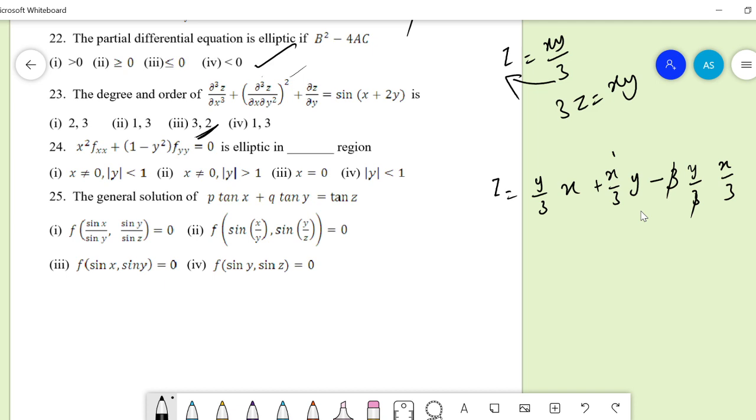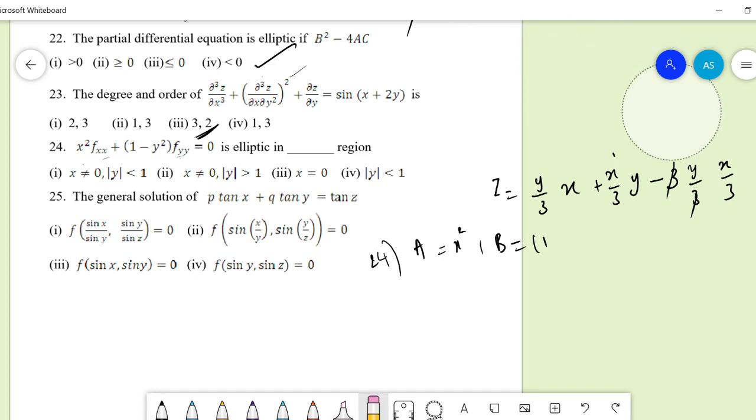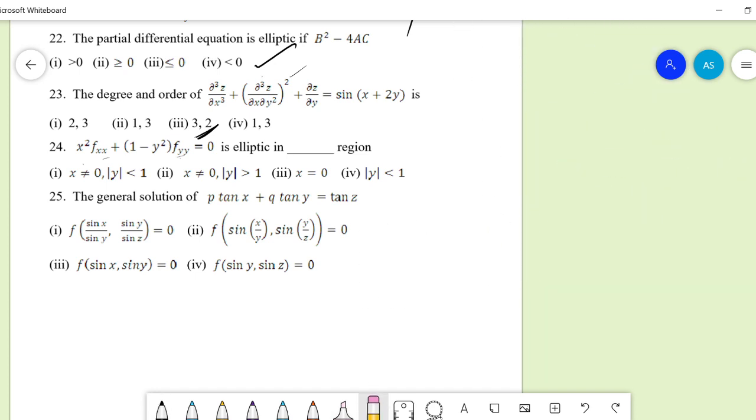And next one, x square fxx plus (1 minus y square) fyy, question number 24. The a term is the coefficient of f double x, x square. The b term, there is no fxy. And the c term is 1 minus y square.